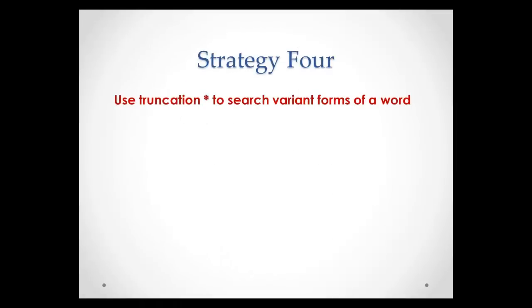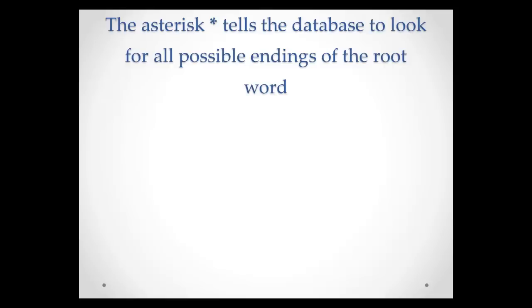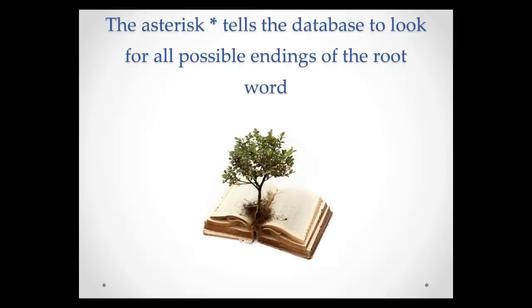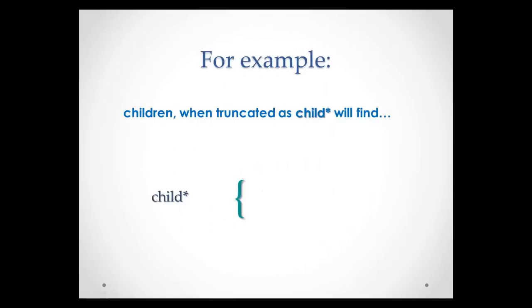Strategy 4 involves using truncation to get several different forms of a word at the same time. Truncation will help to increase your results. Most databases use the asterisk to indicate truncation. Placing the asterisk at the end of the root word will allow you to search for all possible endings for the word. For example, children, when truncated as child asterisk, will find child, children, childhood, and childs.